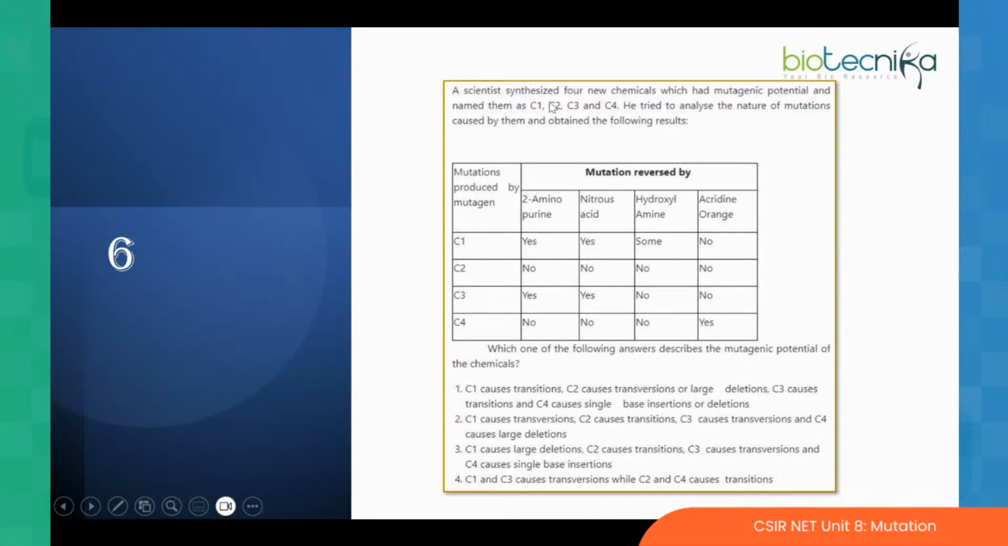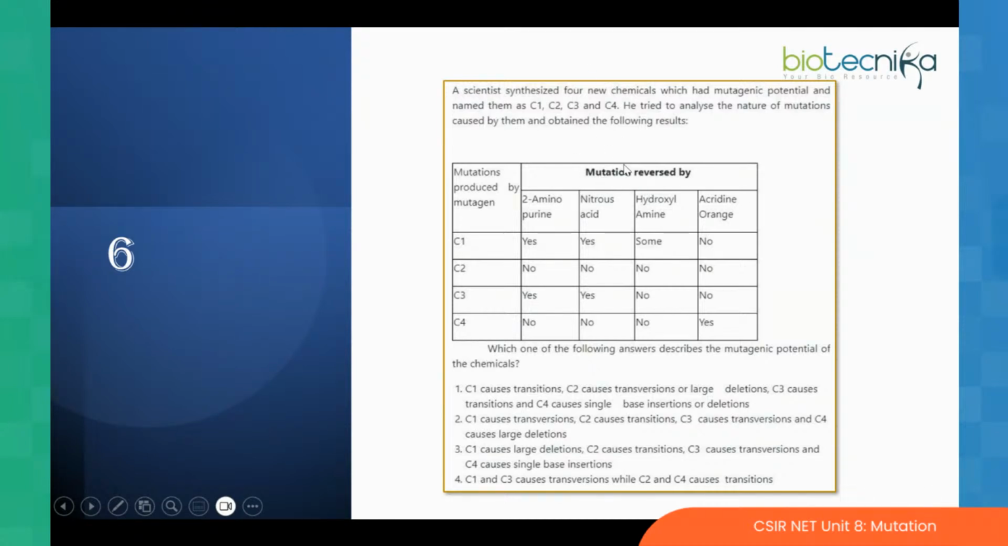Yes. A scientist synthesized 4 new chemicals which had mutagenic potential and named them as C1, C2, C3, and C4. He tried to analyze the nature of mutations caused by them and obtained the following result. Mutations were produced by mutagens C1, C2, C3, and C4. Then the mutation reversal study was done.